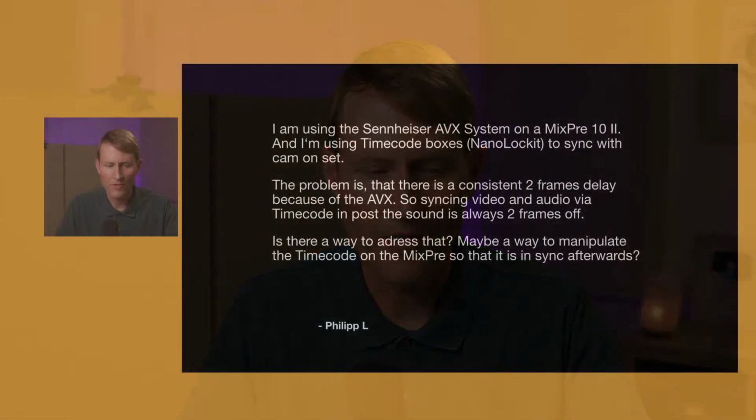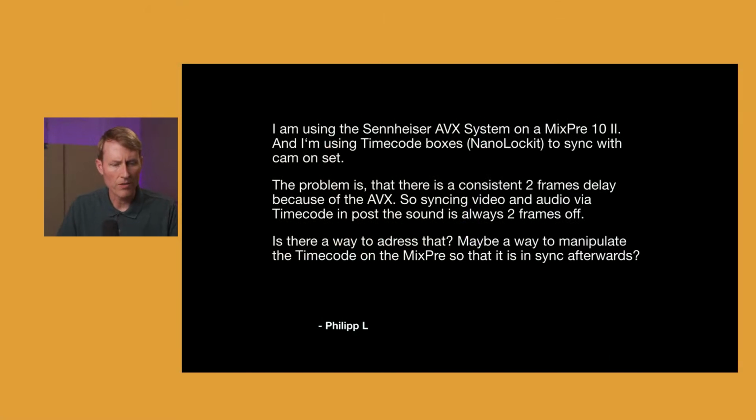So first up, from Philip, we have a question in regards to, he's using the Sennheiser AVX system and a MixPre 10.2, using timecode boxes, nano lockets to sync with camera on set. The problem is that there is a consistent 2-frame delay because of the AVX. So syncing video and audio via timecode in post, the sound is always 2 frames off. Is there a way to address that? Maybe a way to manipulate the timecode on the MixPre so that it is in sync afterwards.